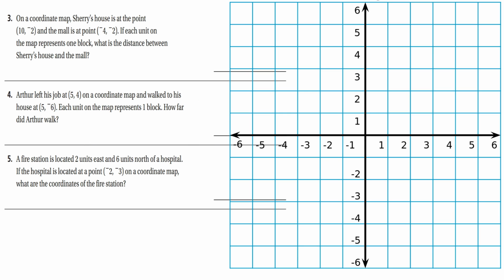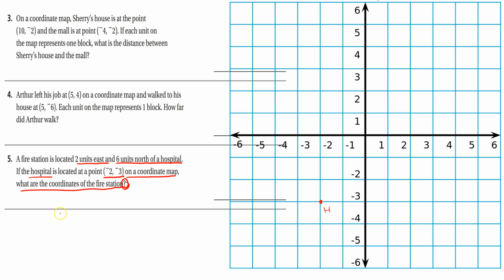Okay, number 5. A fire station is located 2 units east and 6 units north of a hospital. If the hospital is located at the point -2, -3 on a coordinate map, what are the coordinates of the fire station? Okay, so first we have to find the hospital. Hospital's at -2, -3. So -2 first, 1, 2 to the left, and then -3, that's on the y. So I go down 1, 2, 3. There's the hospital. Now, I want you to write this down because you're going to want to reference this for other problems as well.